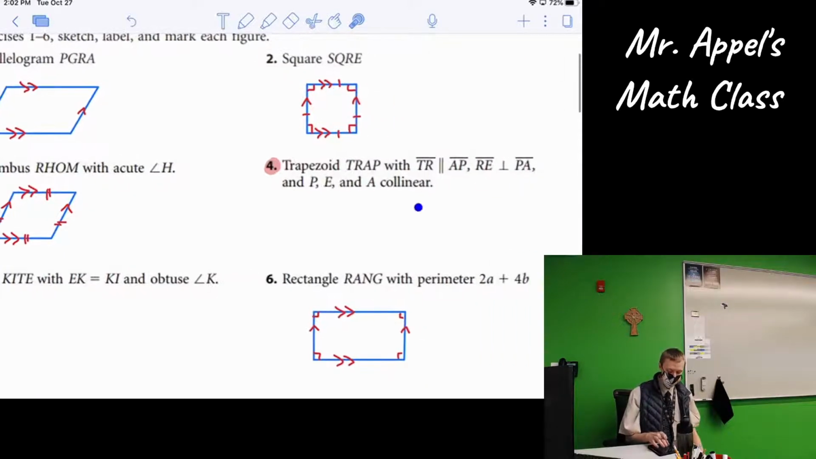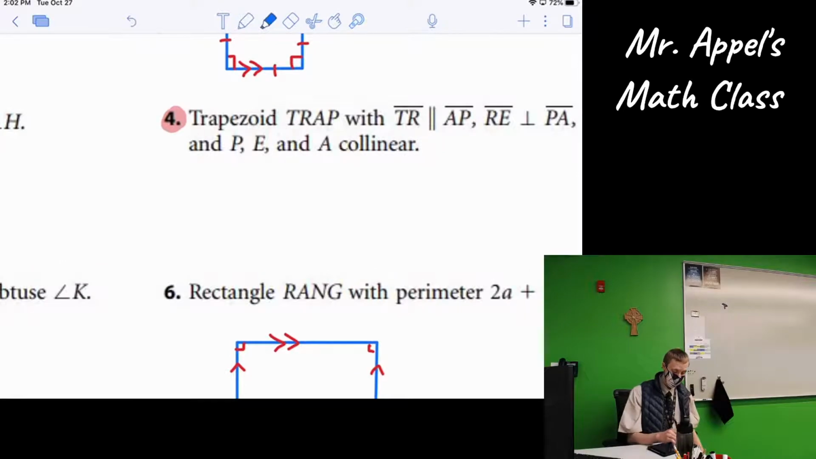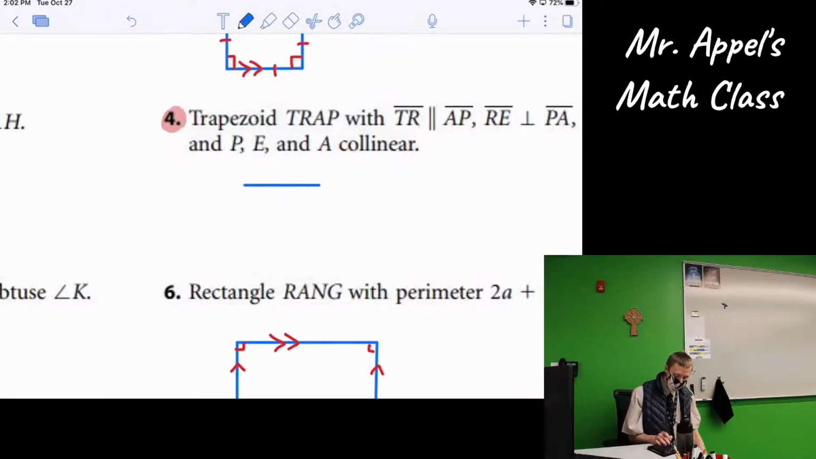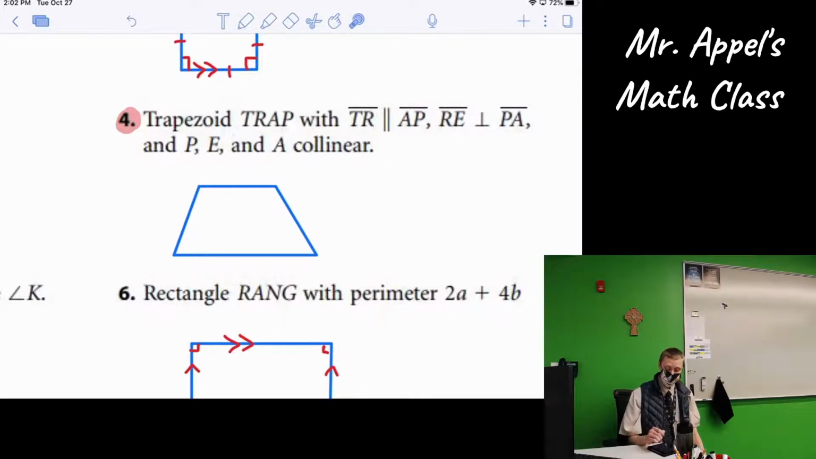A trapezoid is defined as a quadrilateral with exactly one set of parallel sides. Okay, not two pairs. So only two of the sides are parallel. You could draw a trapezoid like this. In fact, people often do. However, the one they want you to draw here, notice there's the perpendicular sign. We've got to make a right angle somewhere.